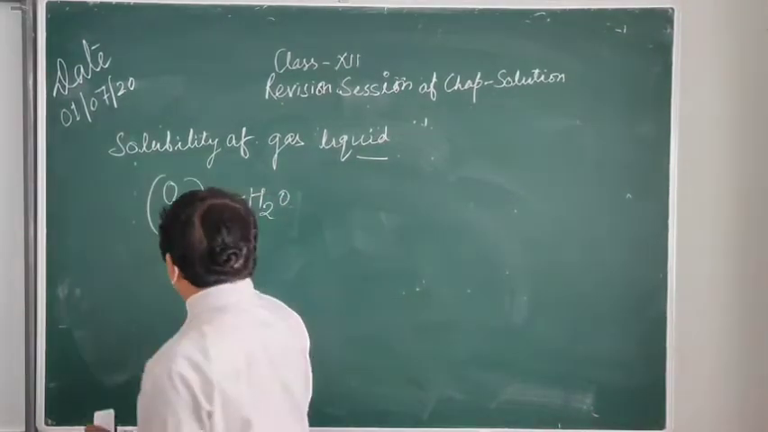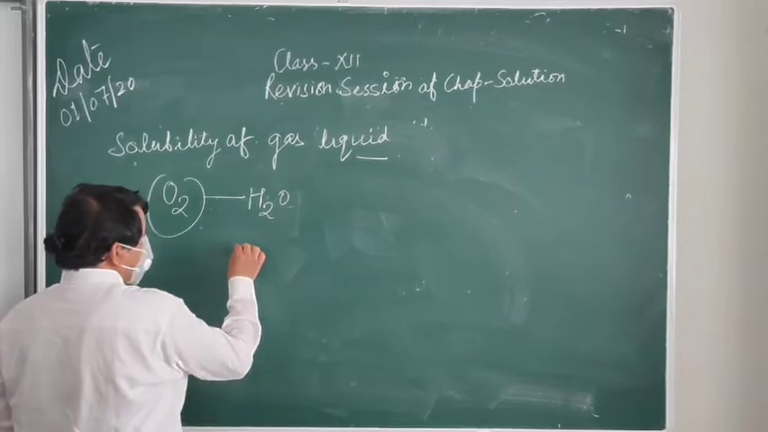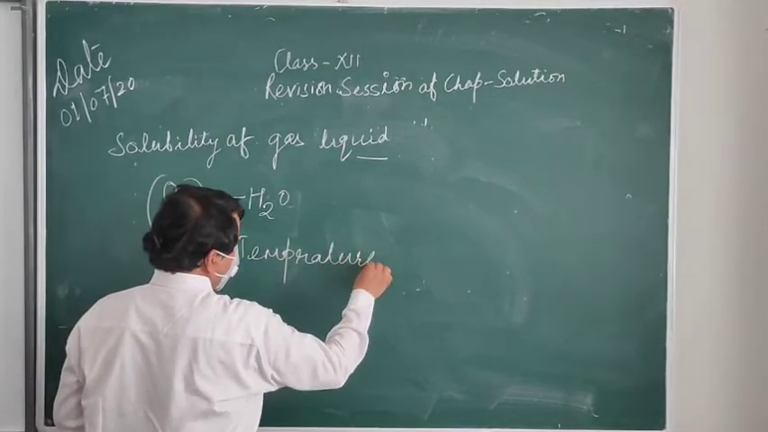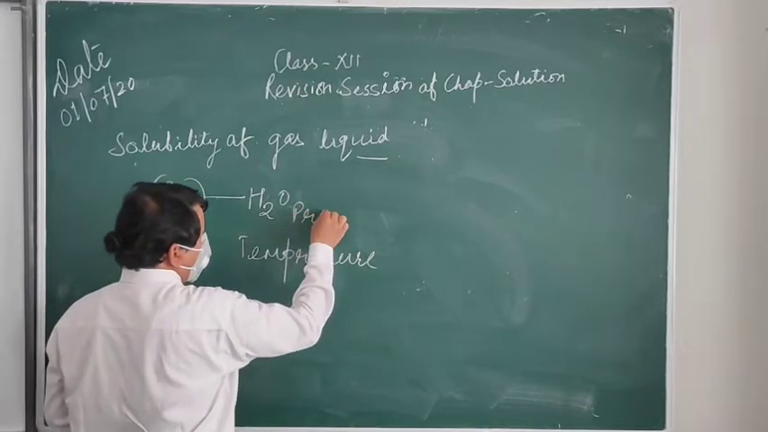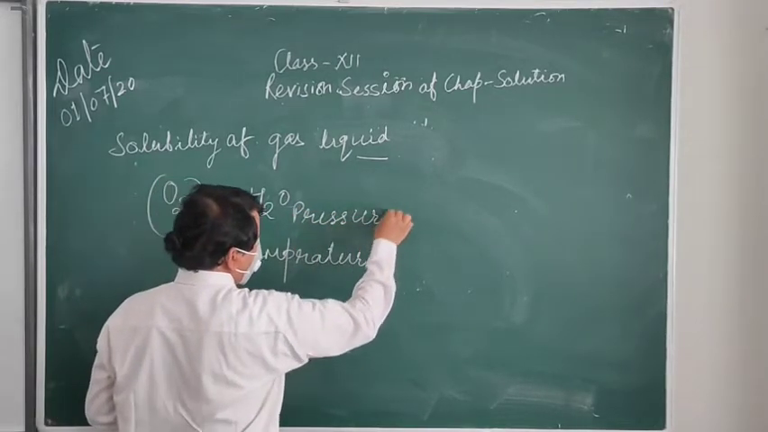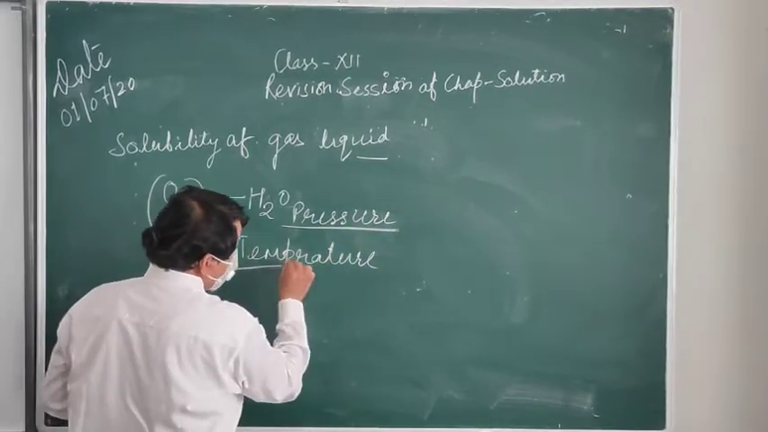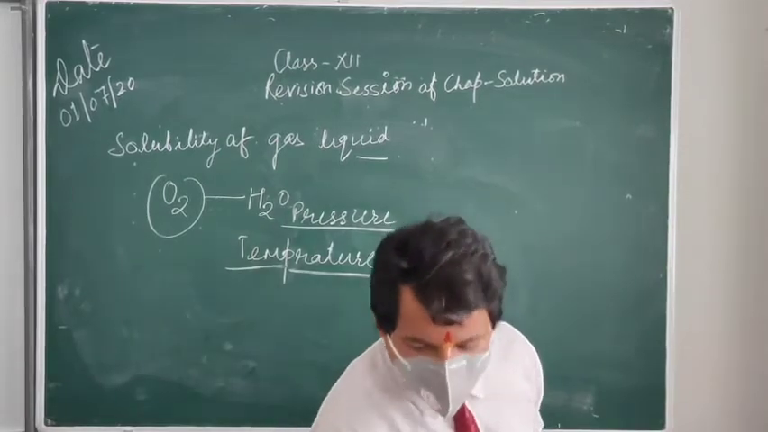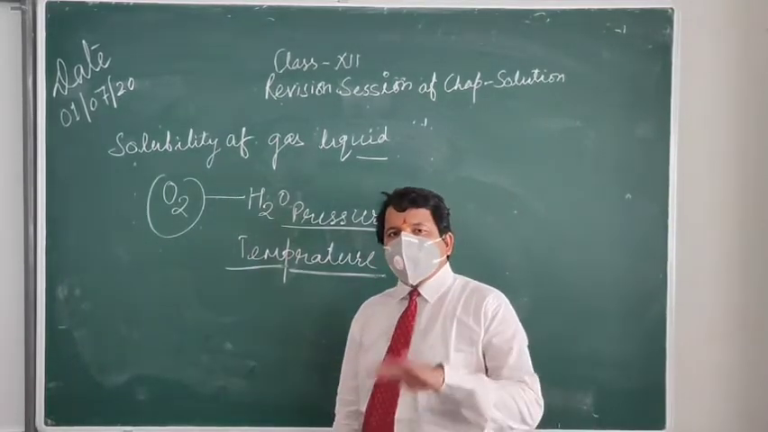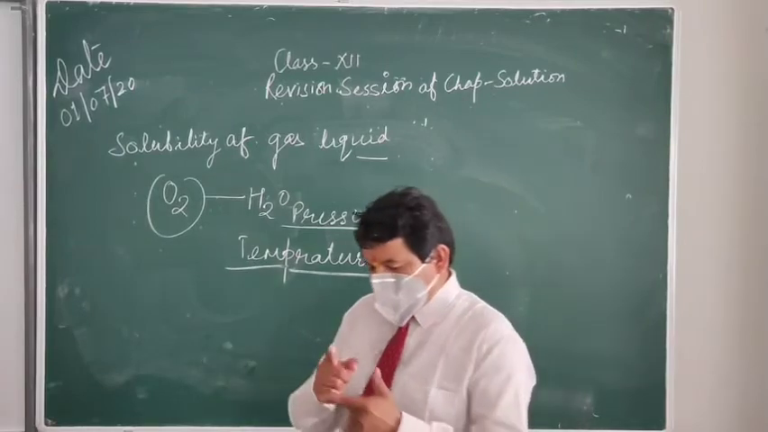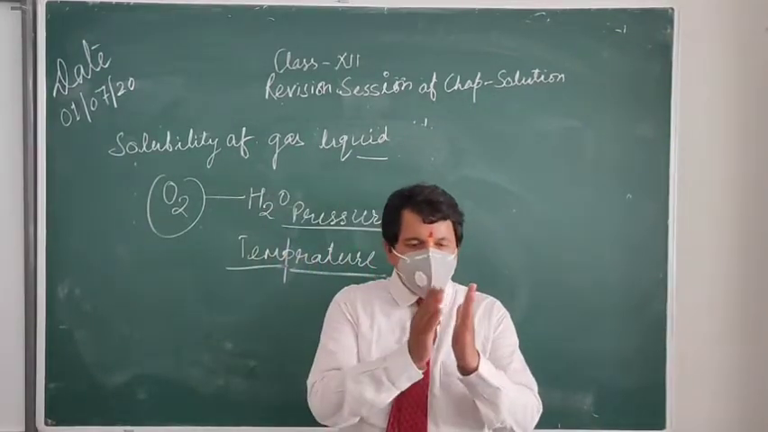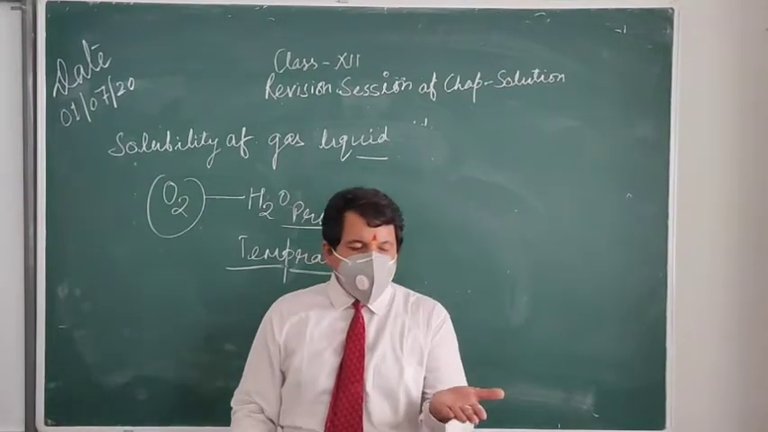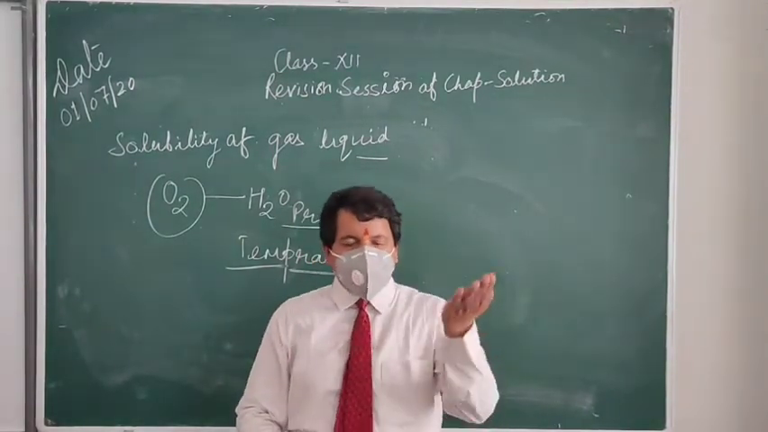And the other part is temperature. Pressure, I told you, is directly proportional; we have already discussed it. And temperature is very important. The solubility of gases in liquid is inversely proportional to temperature. We have two relations: one directly proportional and one inversely proportional. Directly proportional means if one is increasing, the other will also increase.